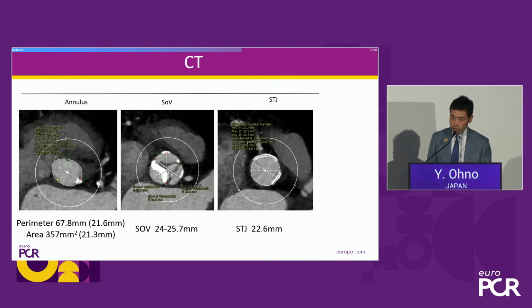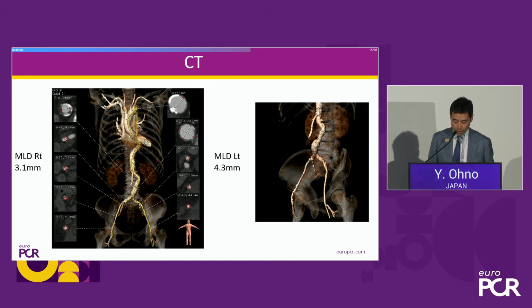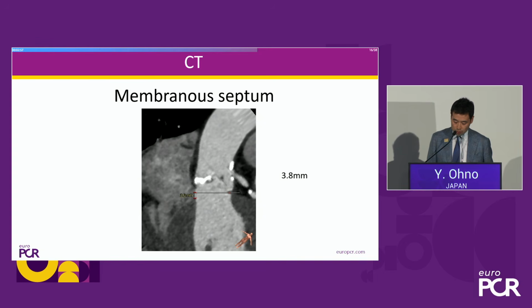So the valve choice and the sizing would be very important. The STJ is somewhat calcified with a diameter of 22.6. Coronary heights are okay, I would say, 12.2 for the left, 13 for the right. And this patient had very hostile peripheral arteries, with minimum lumen diameters of 3 and 4 for the left and right. Membranous septum was measured as 3.8 for this specific patient.